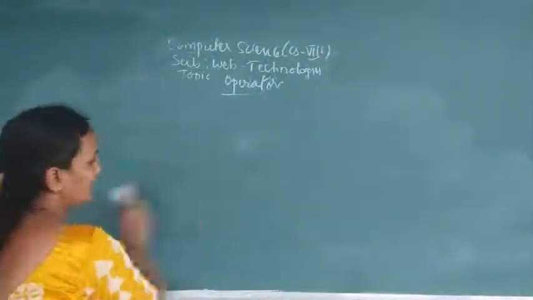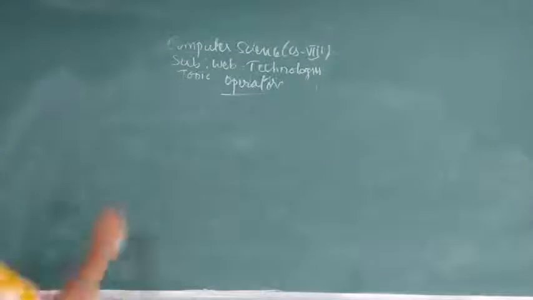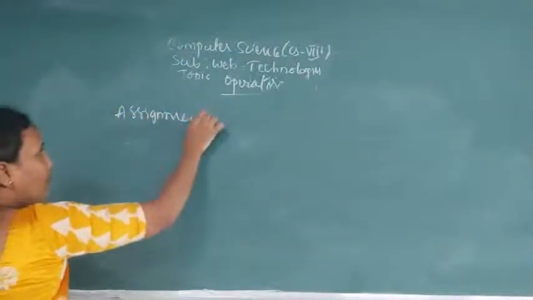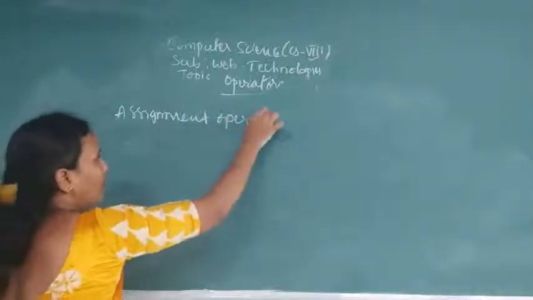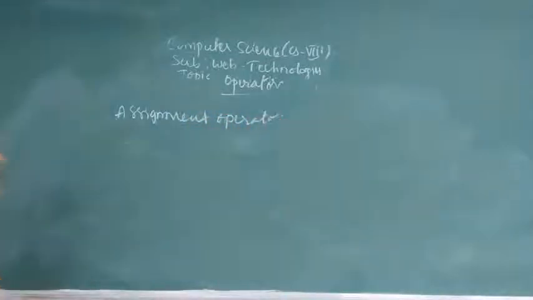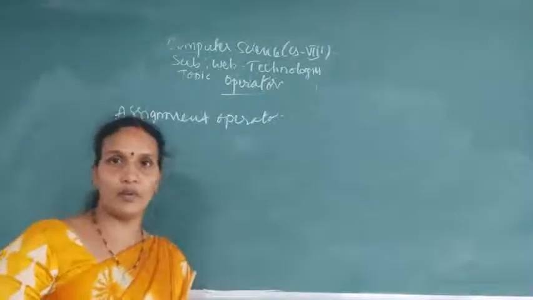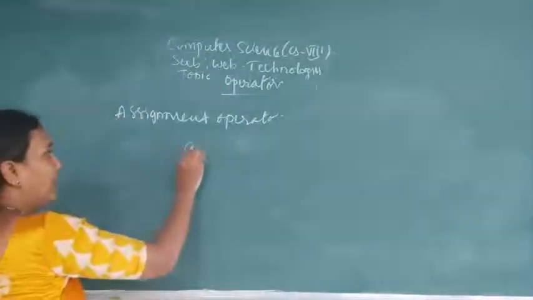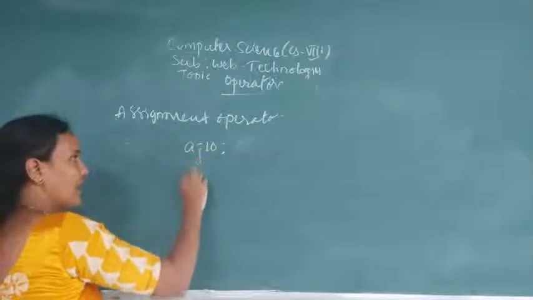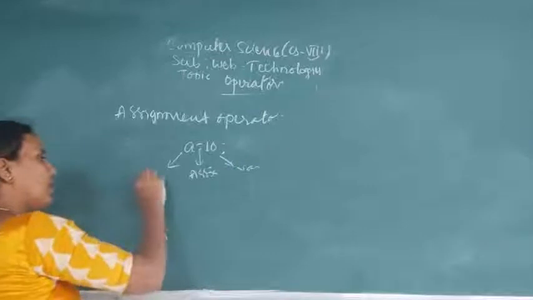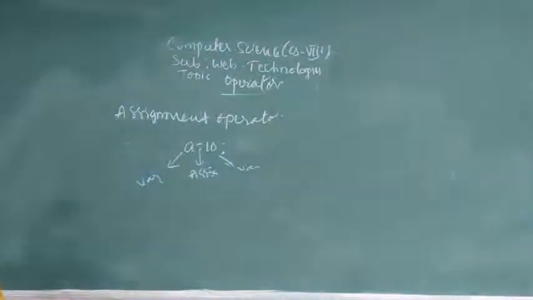Now, next one is the assignment operator. I think you all know the assignment operator. The assignment operator is used to assign some value to a variable, like this: A equals to 10. Here is the assignment operator; it is a value and it is a variable. So the assignment operator is used to assign some value to a variable.